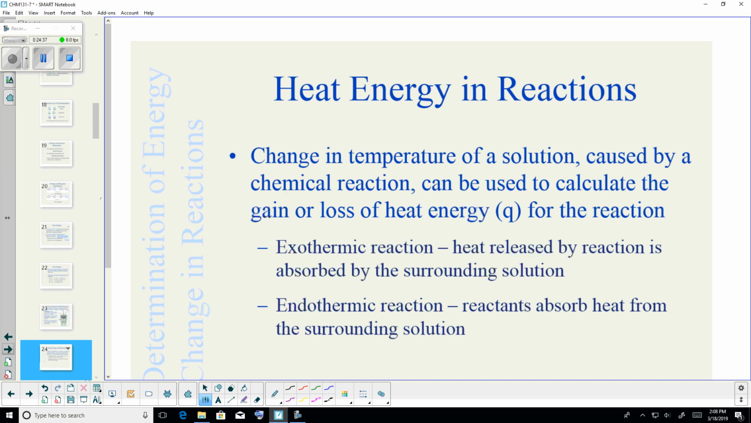So in an exothermic reaction, the heat is released by the reaction and absorbed by the surrounding solution, so the temperature goes up. In an endothermic reaction, the temperature goes down. And I think not this week, but next week in lab we'll actually do some calorie measurements. People always like that because we burn stuff.